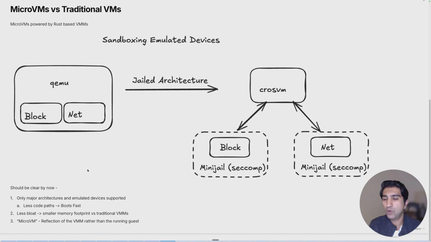And so the micro in micro VM is actually a reflection of the VMM process, either CrossVM or Firecracker, versus what's running inside the guest. And so you can think of micro VM as this new security first way of running virtual machines that are lighter weight, boot fast, and consume less memory.